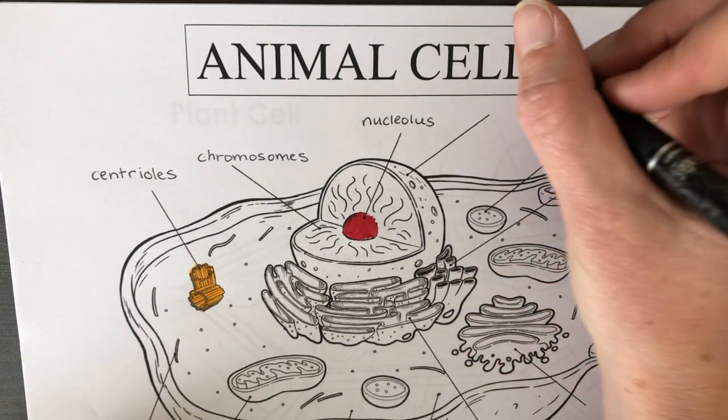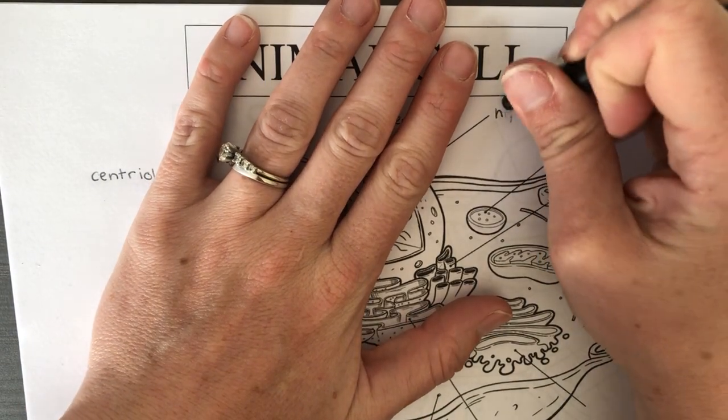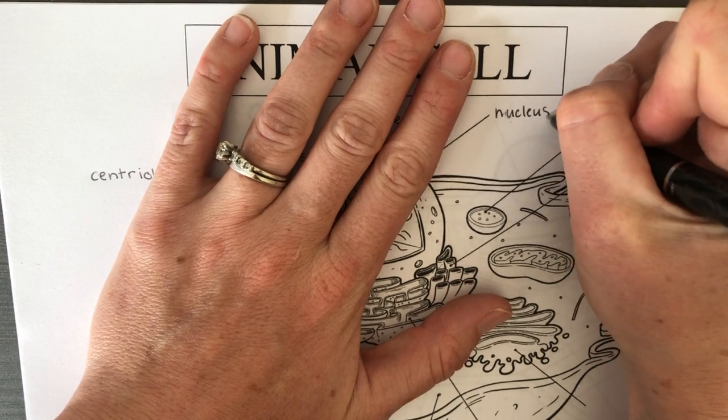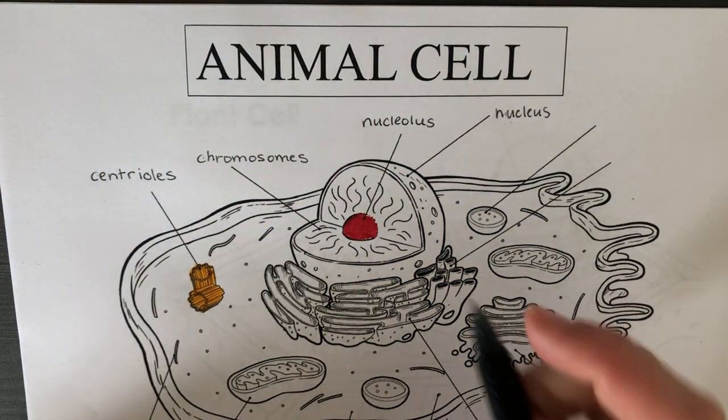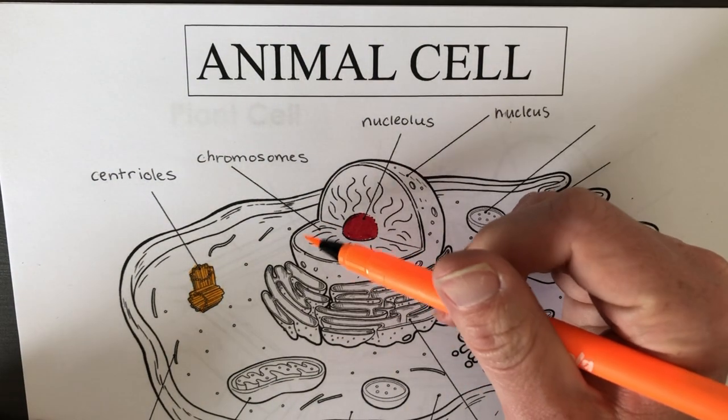This is pointing to the nucleus itself. It's pointing actually to a specific part of the nucleus called the nuclear membrane. But we are going to label it just as the nucleus because we don't have an arrow on here that points to just the whole thing by itself. You can go ahead and color your nucleus. I'm going to color mine orange.